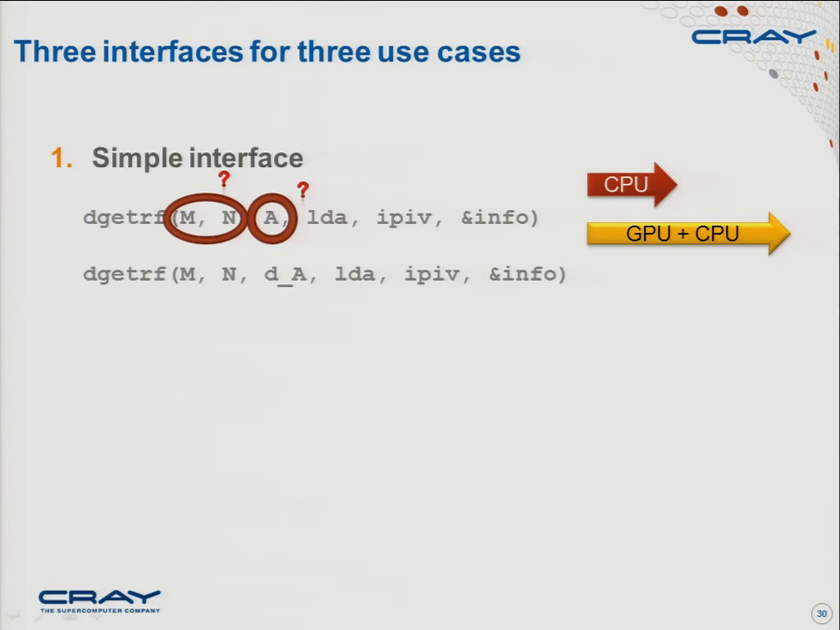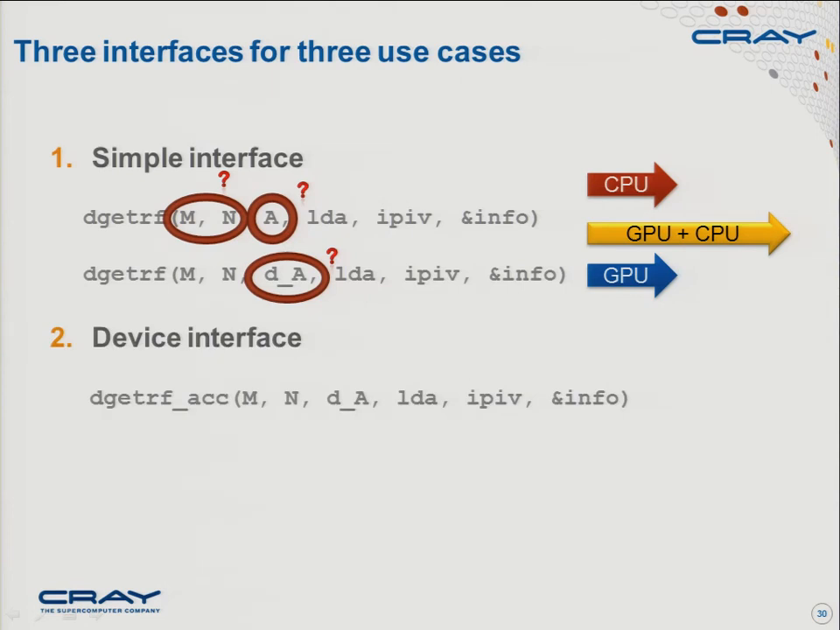The other way around is that now you have a device pointer. See here, D_A. This is something that is already on the GPU. Here, there is no choice. You will do it just on the GPU. Okay? This is the simple interface. So not touching the code, I'm just doing that. And maybe I want to force the system to do the evaluation on the GPU. So what I can do is add underscore ACC.